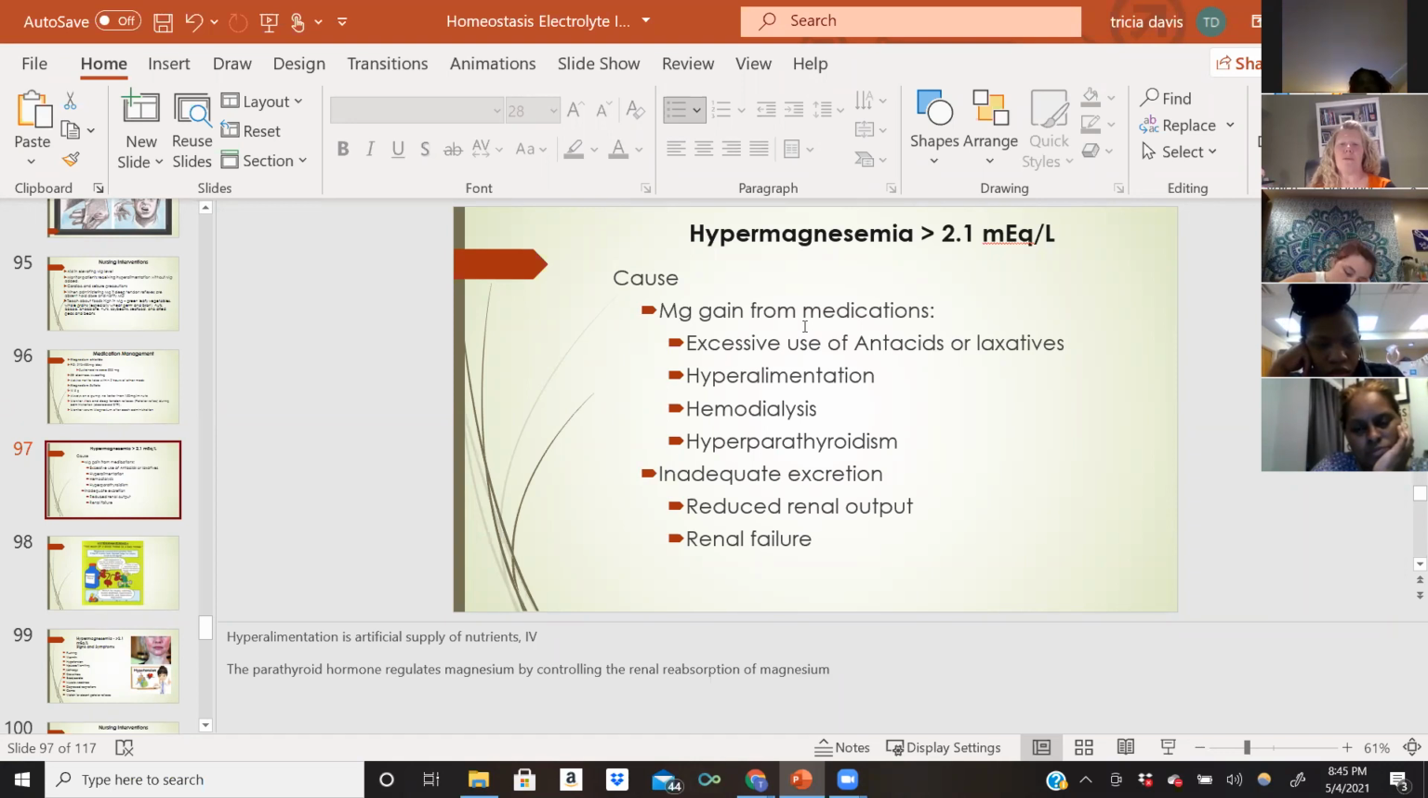hyperparathyroidism. Sorry, remember we said the parathyroid hormone regulates that magnesium, right? Because it controls the renal absorption. So if it's overworking, then you're going to have too much magnesium. Same thing if it's underworking, you're not going to have enough. If you're not excreting it properly, it could be due to reduced renal output or renal failure.